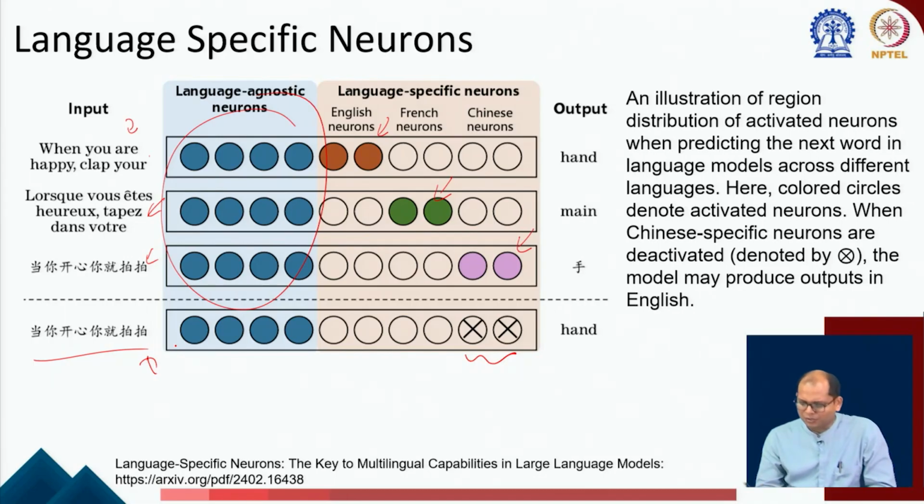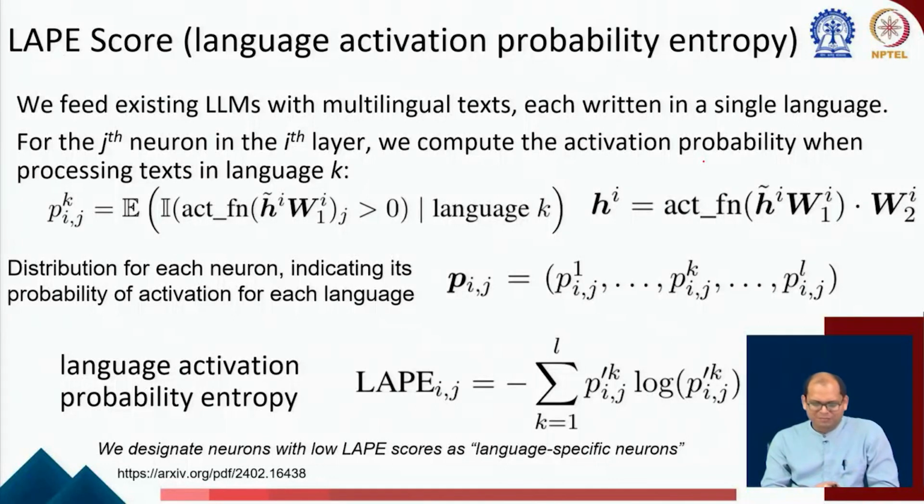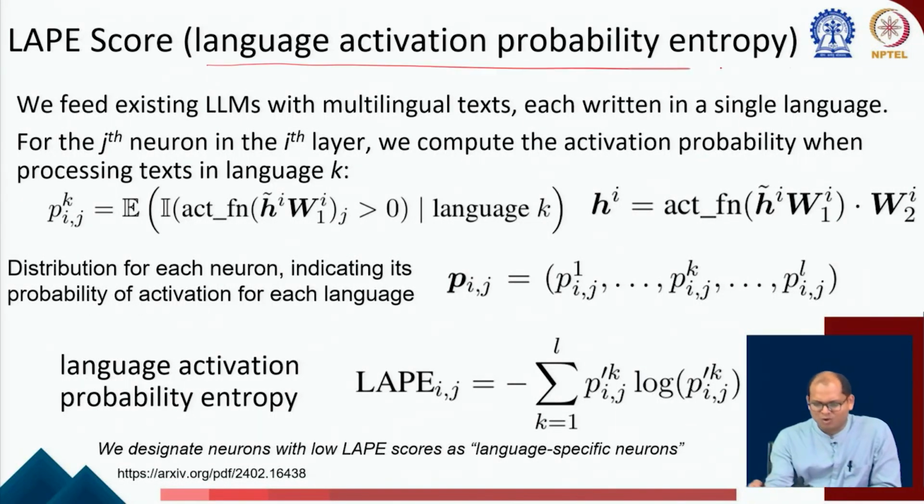Okay. So, this is again how do you find these language specific neurons? I mean, we will see what is the method that they identified. And the method is what they called as the LAPE score, language activation probability entropy. So, what they do there?